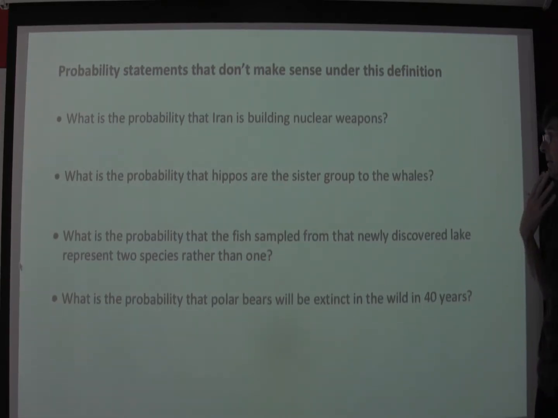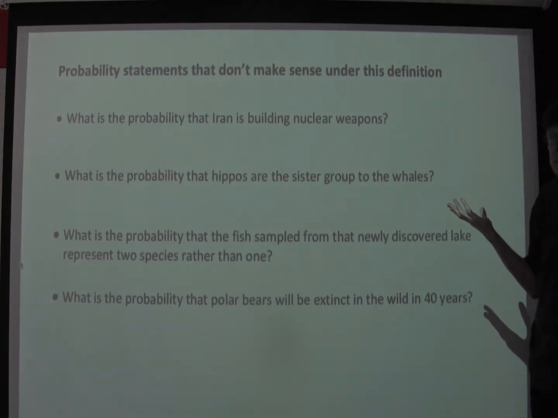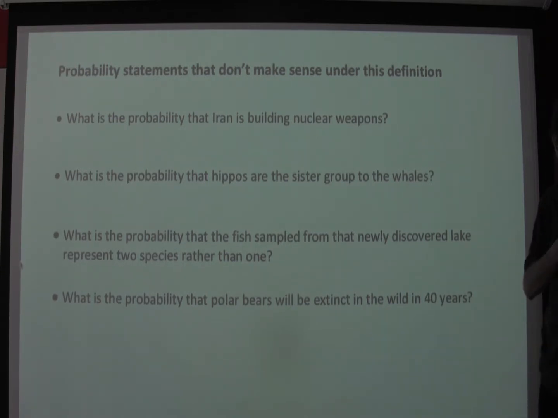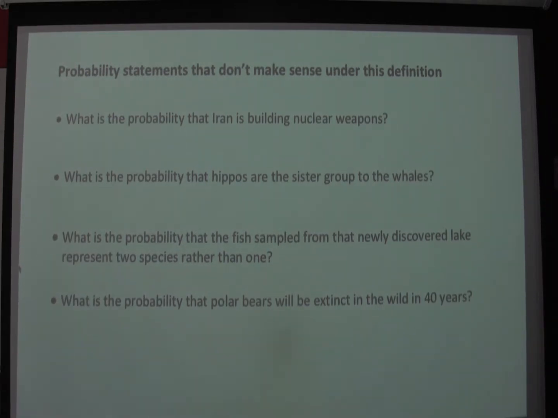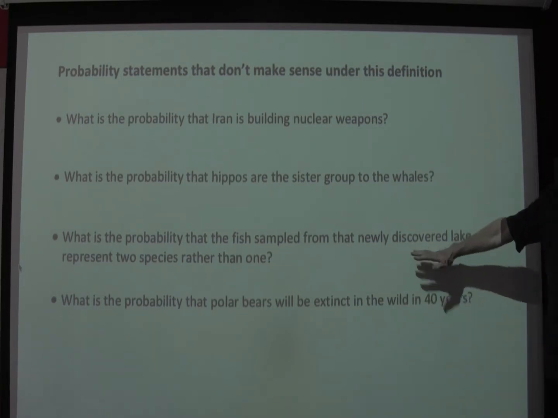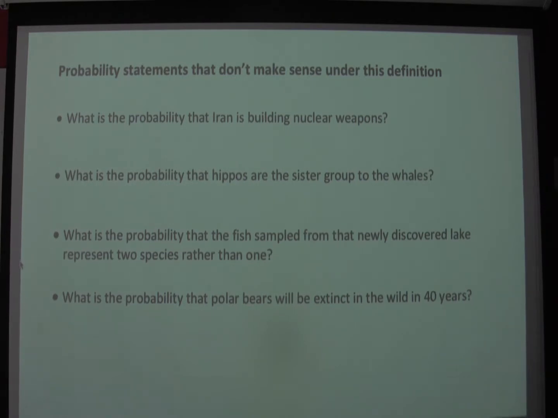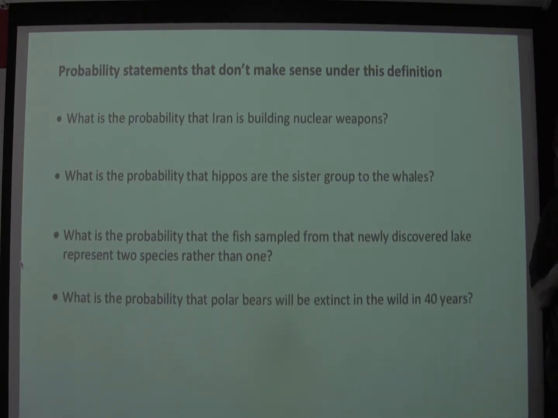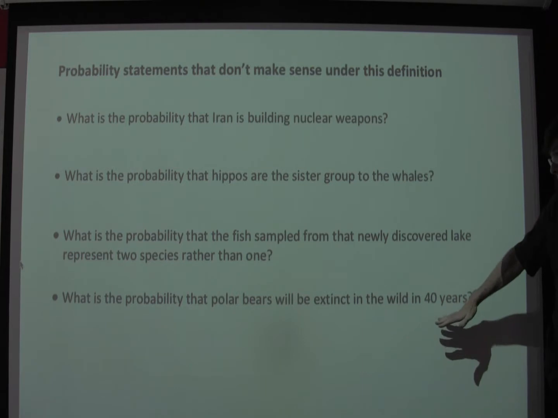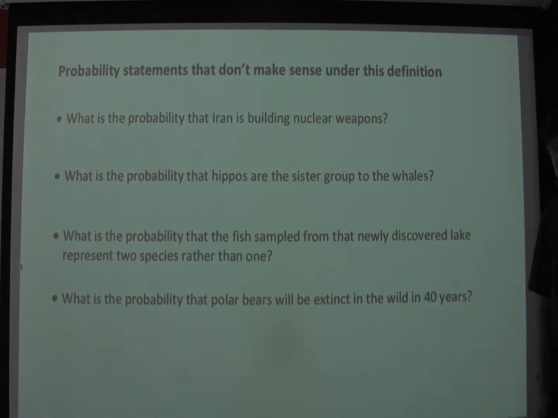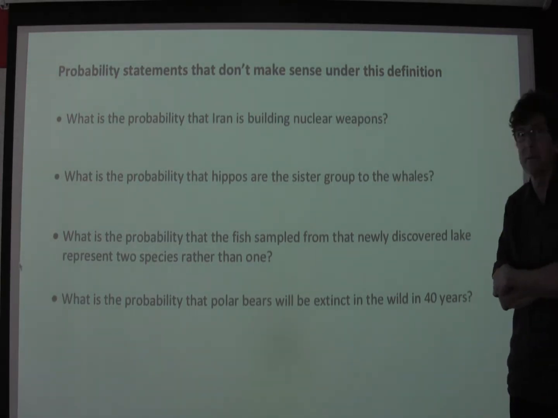Closer to biology, what's the probability that the hippos are the sister group to the whales? Even closer to home, what's the probability that the fish sampled from this newly discovered lake represent two species rather than just one? What's the probability that polar bears will be extinct in the wild in 40 years? So these are statements about things that we're uncertain about. And then the question is, can we answer them?